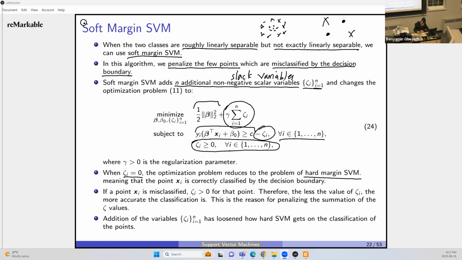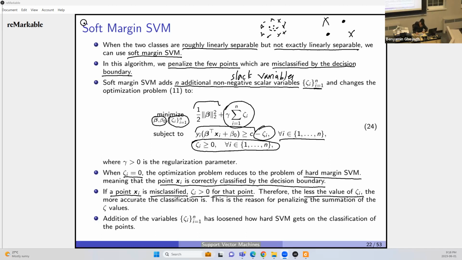That means the point xi is correctly classified by the decision boundary. If a point xi is misclassified, its zeta i is greater than 0. We are adding the zeta i's as optimization variables. So rather than only beta and beta zero as primal optimization variables, we are adding n additional optimization variables, zeta i, and we find them. We will solve it, and we will see that zeta i becomes zero for the correctly classified points.